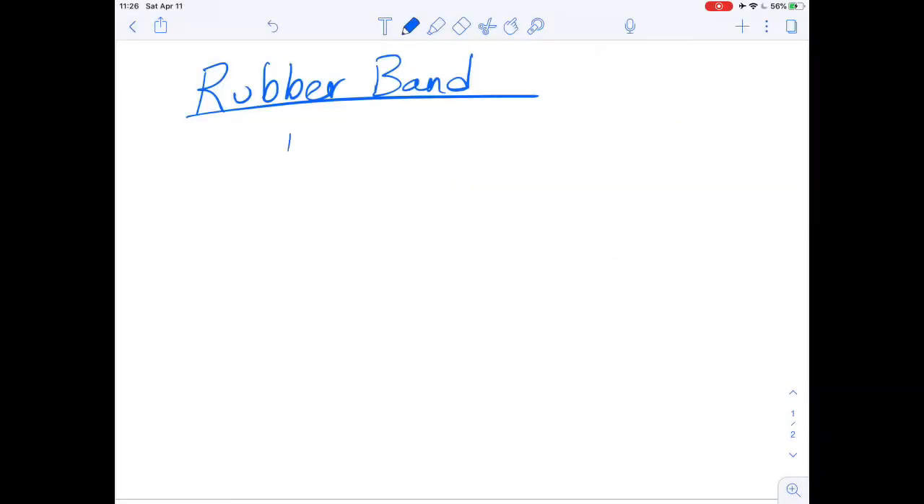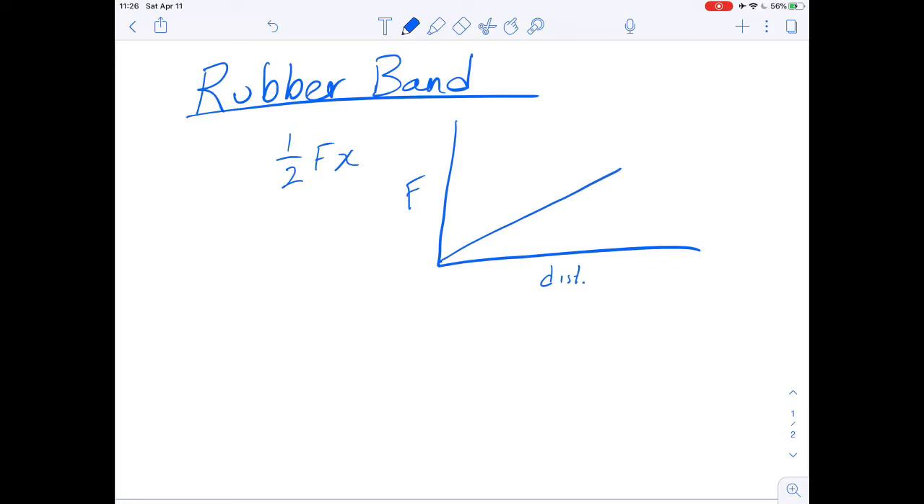So once again, we're going to use 1/2 force times distance, Fx. And I don't know if this will be linear, but you should be able to choose a distance that you pulled back on the rubber band. Get a force off of your graph. And once again, don't forget to multiply by a half, because it's the average across that distance.